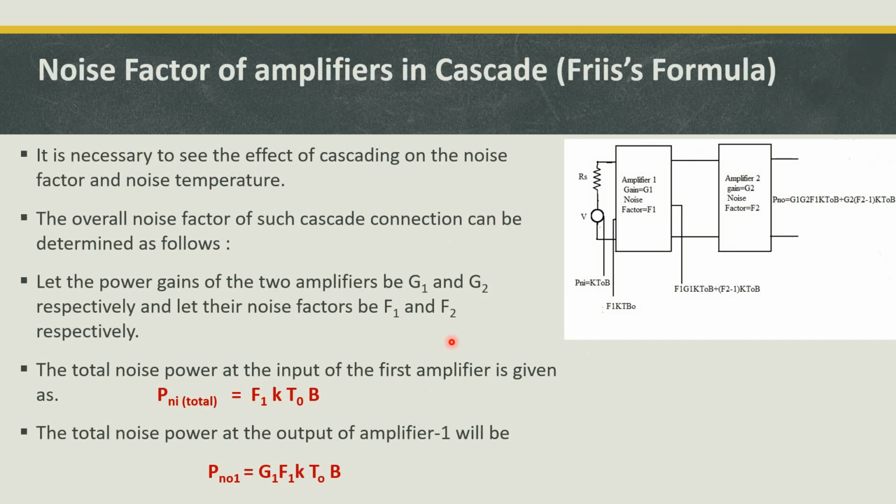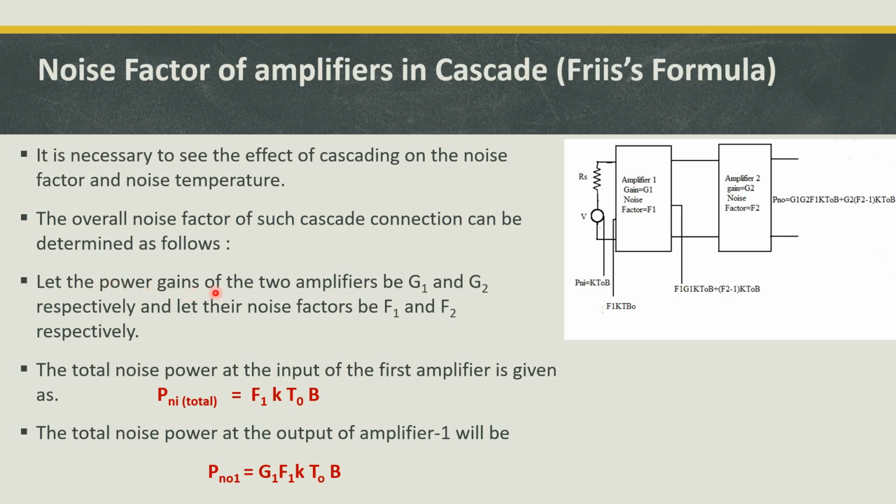Now in a similar manner, if n number of amplifiers are connected in cascade, what is the noise contribution? In the previous slide, we discussed the noise contribution of a single amplifier. Now we are moving towards the noise contribution of cascaded amplifiers, and how to calculate it using the Friis formula. It is necessary to see the effect of cascade connection of amplifiers on the noise factor and noise temperature. The overall noise factor of such a cascade connection can be determined as follows.